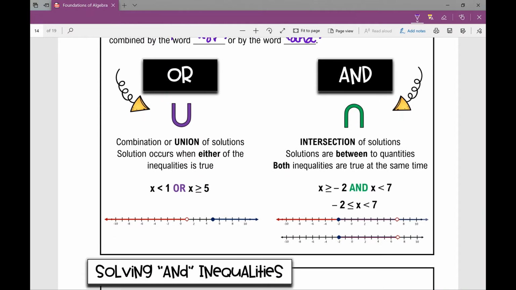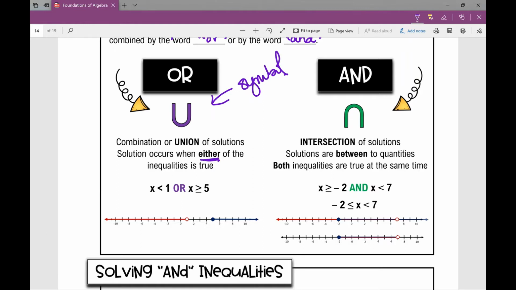So let's look at this OR inequality right here. An OR inequality is a combination or union. This is our symbol for OR. It's a union of solutions. The solution occurs when either of the inequalities is true. So it's kind of like when I ask my kids, do you want an orange or an apple? You can choose. Either works, an orange or an apple.